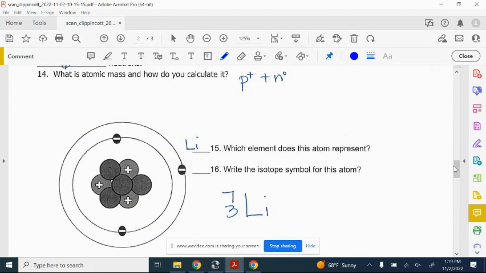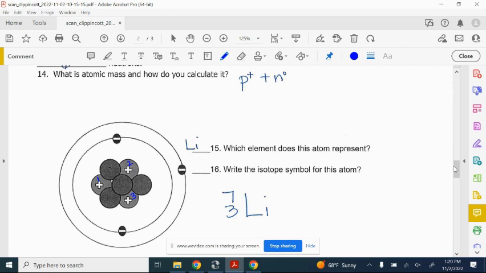Okay. So this question, they want to know what element it represents. Well, remember the identity of an element comes down to the number of what? Protons. And protons have a positive charge. So I count my protons. I have 1, 2, 3 protons. I look at my periodic table and the element that has 3 protons is lithium.